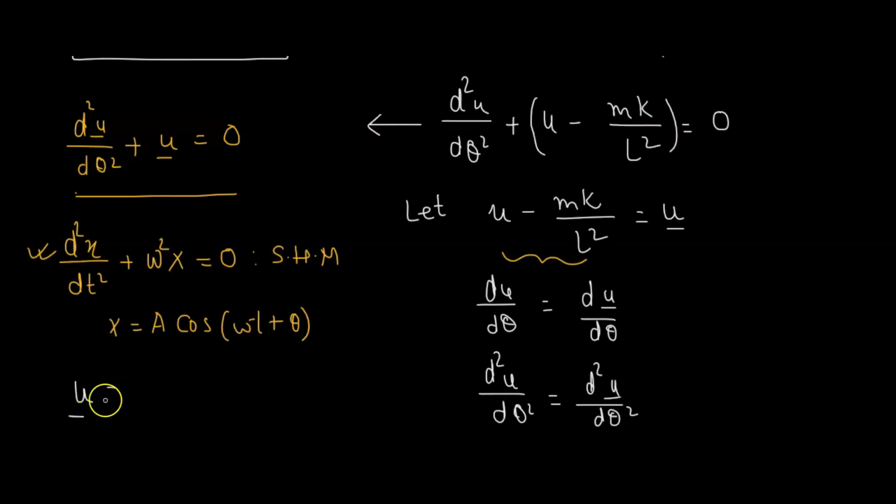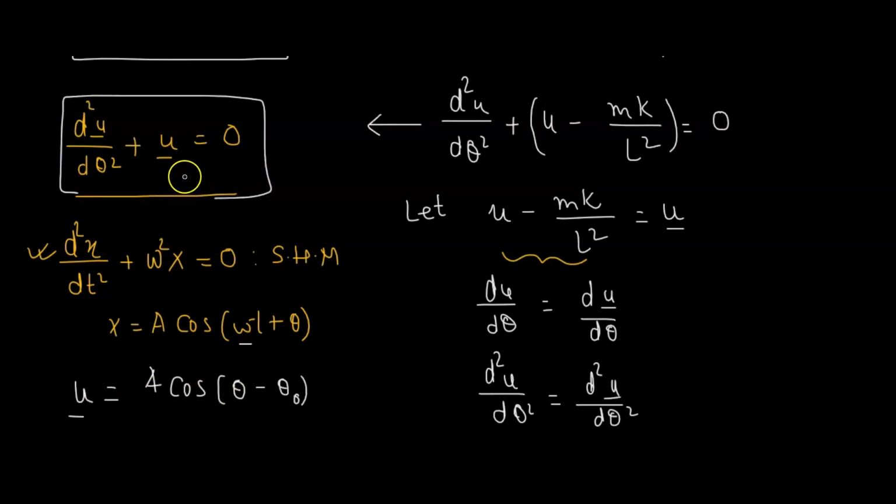So we'll have u bar equals some constant A times cosine of theta minus theta naught. So here, instead of omega t we've used theta, because our actual original differential equation is independent of time, so it's a function of theta. So instead of omega t we are replacing it with theta. Fine. So this is a solution to the differential equation.